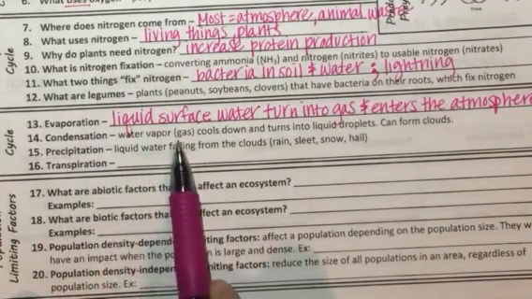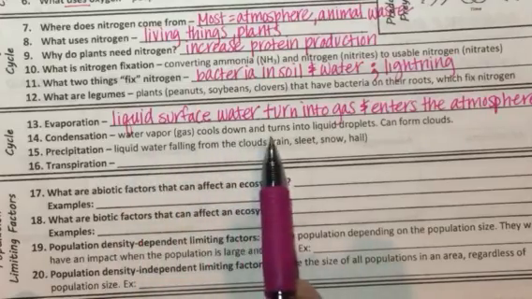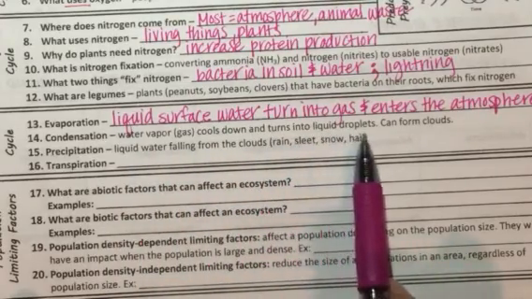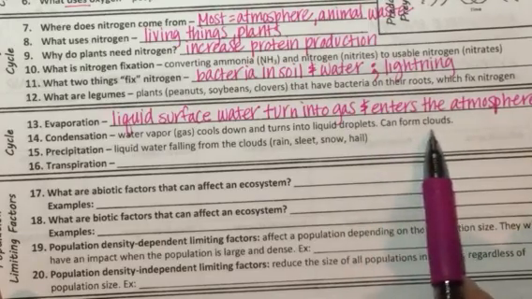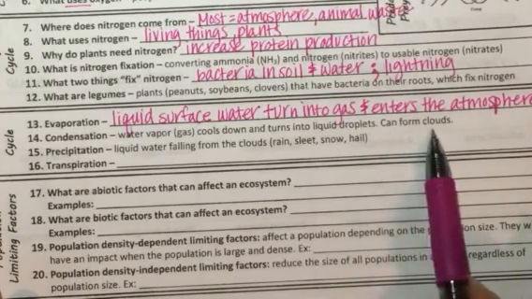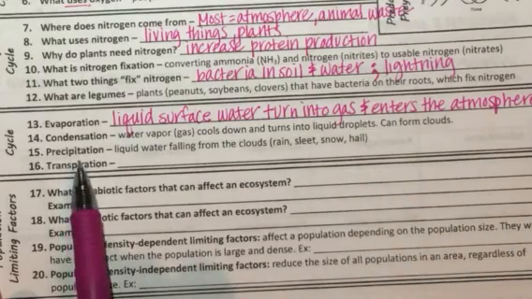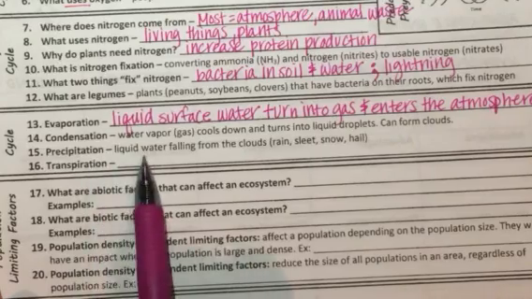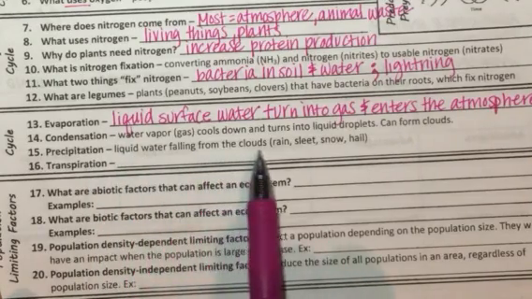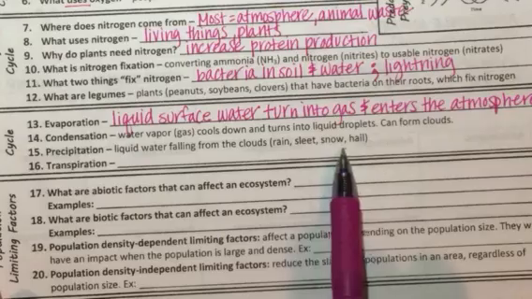Condensation is where water vapor, which is a gas, cools down and turns into liquid droplets. We see this in diagrams by the clouds, right? And then coming from the clouds, usually in a diagram of the water cycle, we see precipitation, so that's liquid water coming from the clouds: rain, snow, sleet, and hail.